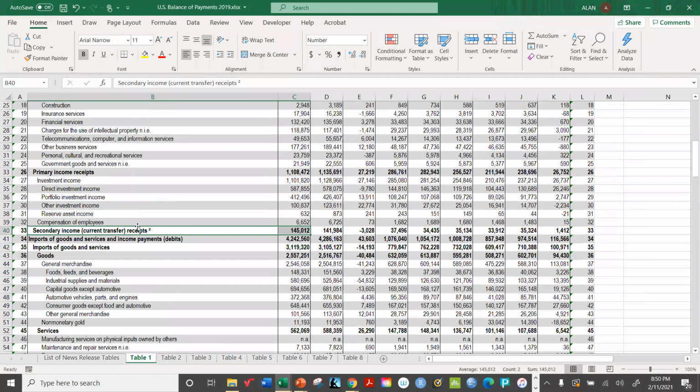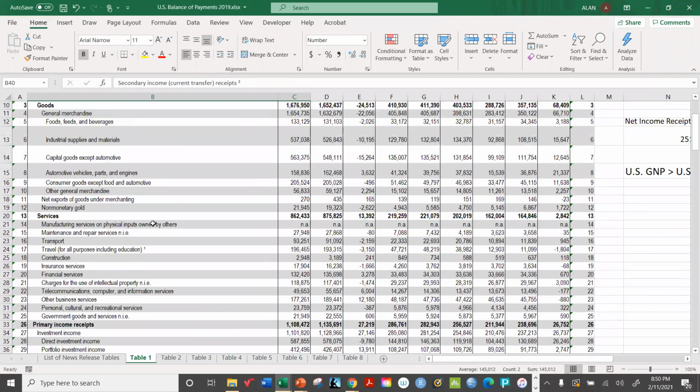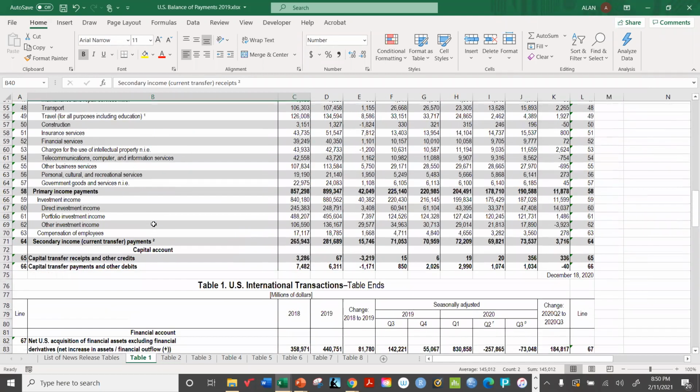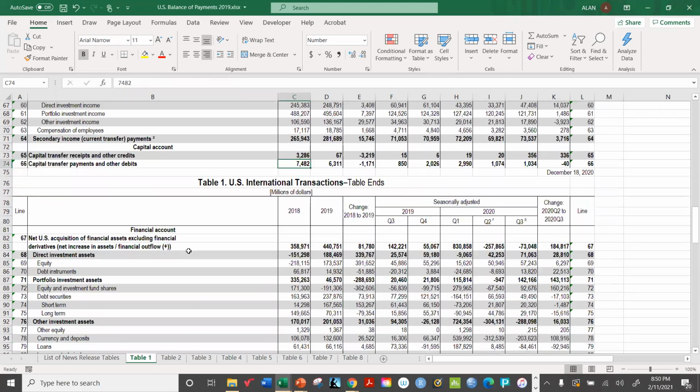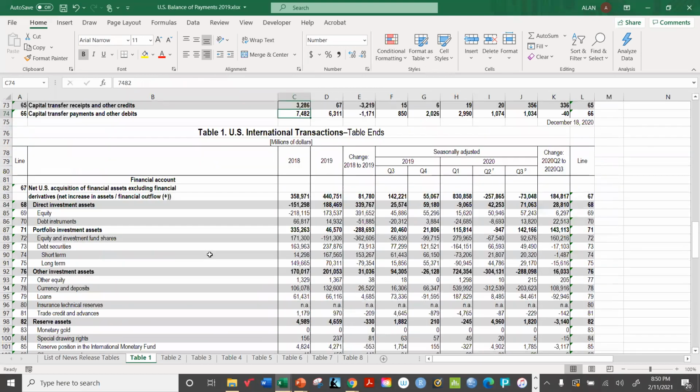In fact, where is it? I had it listed here. I saw it here before. Here it is. Capital transfer receipts and other debits. Now look how small these numbers are. These are pretty small by comparison with the rest of them. So it's not that we should ignore it, but we don't have to pay a whole lot of attention there.